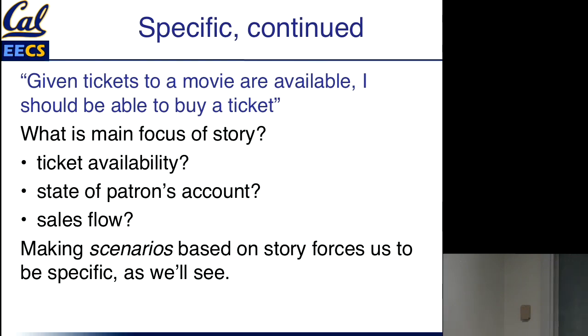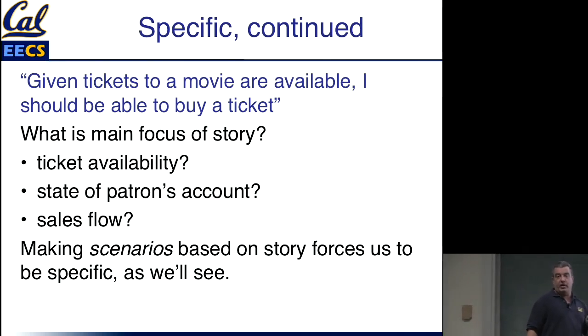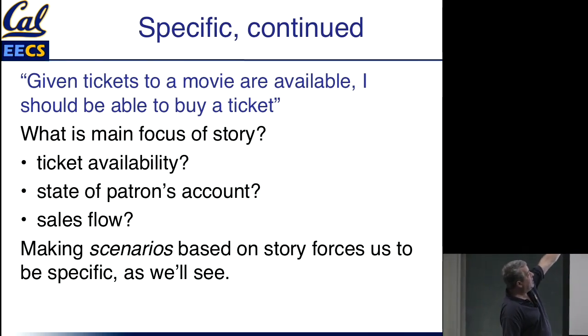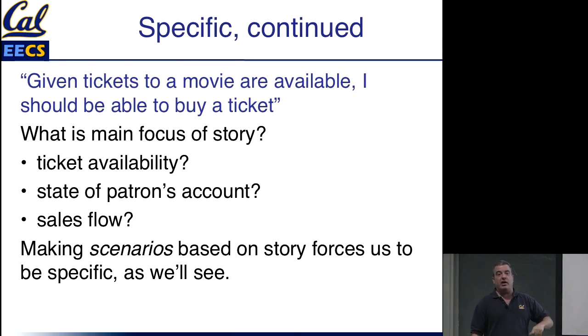But eventually, you're going to get to a level where you start spinning out scenarios based on the story, and that's where you really get specific. So a scenario that might come out of this story is something like the following. It might say, given that the movie Roma is playing at my theater, and there are 20 tickets available, and I'm logged in as a patron, then if I pick 2 tickets from the drop-down menu and enter my credit card, then my account should show that I have 2 tickets.